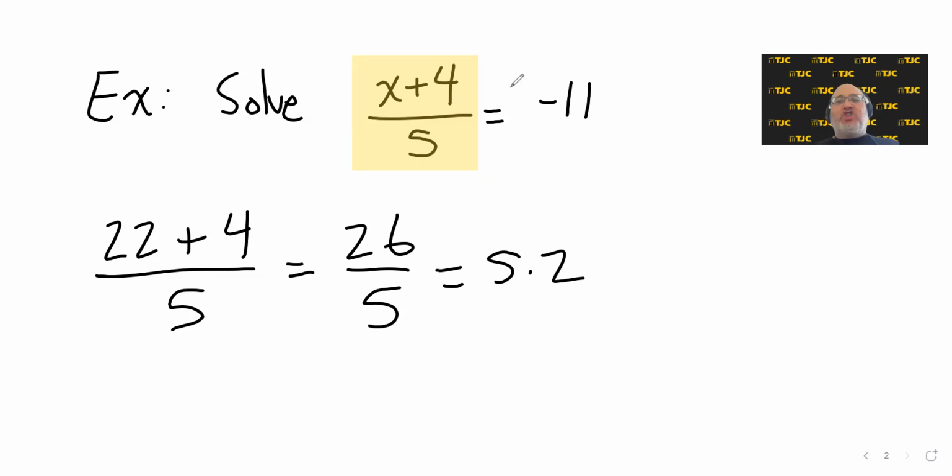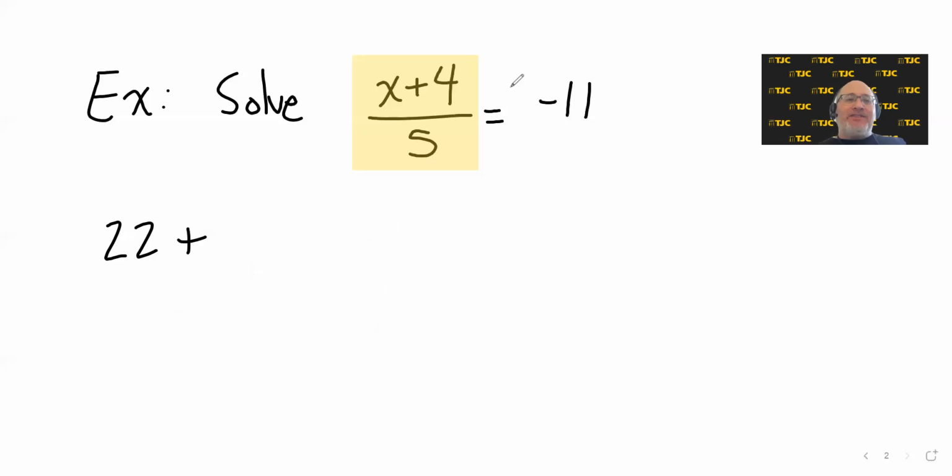When you're solving an equation, you're essentially undoing what was done. In other words, somebody already added 4 and then divided by 5, and the answer they got was a negative 11. When you're solving a basic linear equation or a simple linear equation, you can think of undoing what was already done. So in a nutshell, we're going to multiply both sides by 5 first.